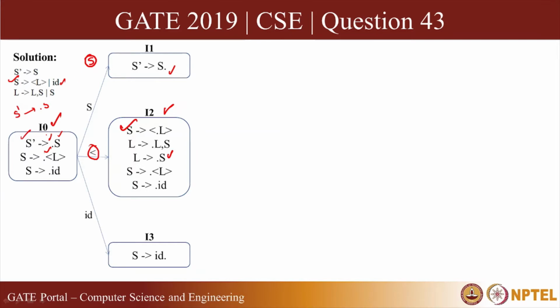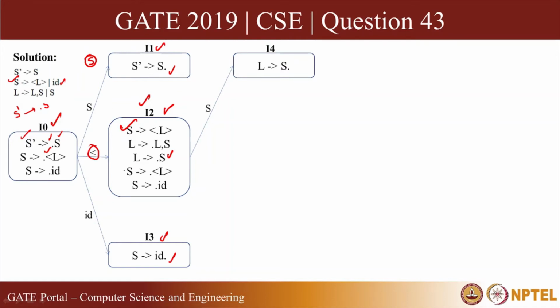From I0 we can see that we had three paths. The first path is we can get S, by which we will get I1. The second path is the less than sign; we'll parse the less than sign and go to I2. The last is ID; we may parse ID, then we will get I3, and the dot is after ID, meaning we have parsed ID. For I1 and I3 we are already done because the dot is at the end. It means we have parsed everything. What is left is I2 only, so let's parse I2.